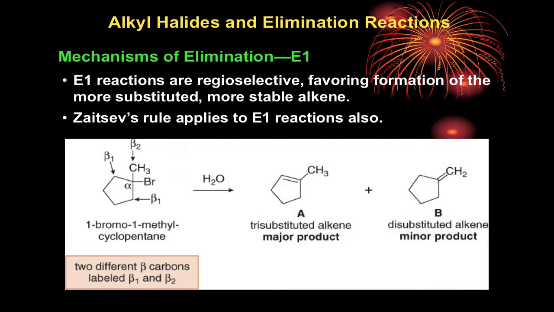Zaitsev's rule also applies to E1 reactions, just like it applies to E2. In this case, we have two different beta carbons. We're using just a different base, water. We're going to heat it up. We'll find out that the tri-substituted alkene is the predominant product in the mixture.